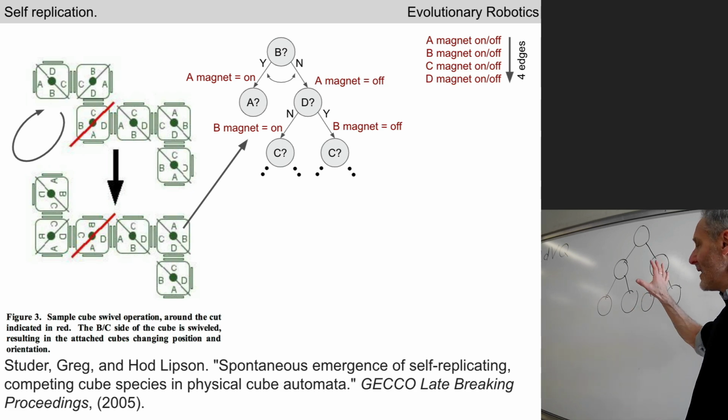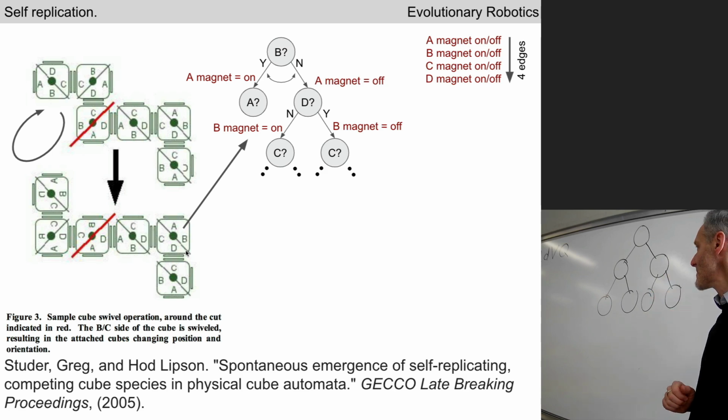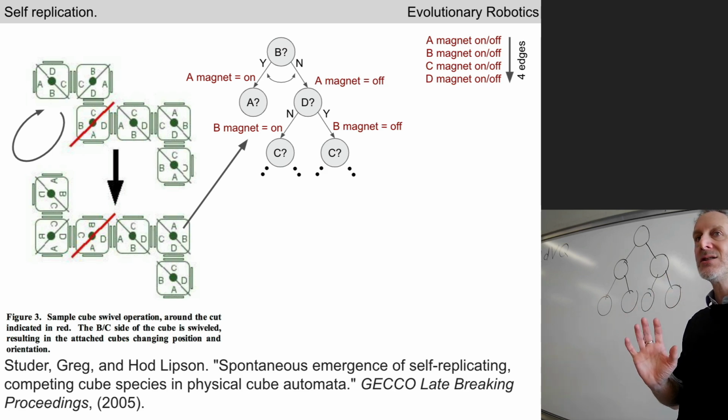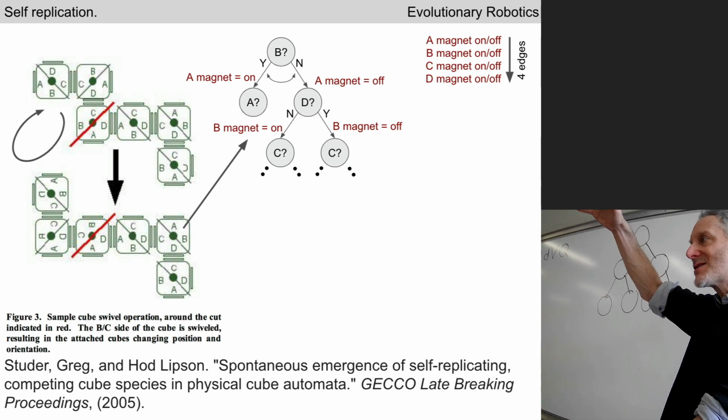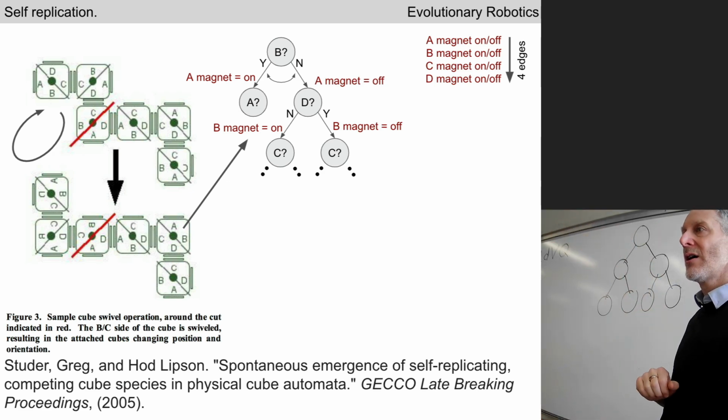Okay. In each individual cube, there are 3 different binary trees. We're going to talk about each one in turn. And these 3 trees together, that's the brain of the square, the brain of the module.